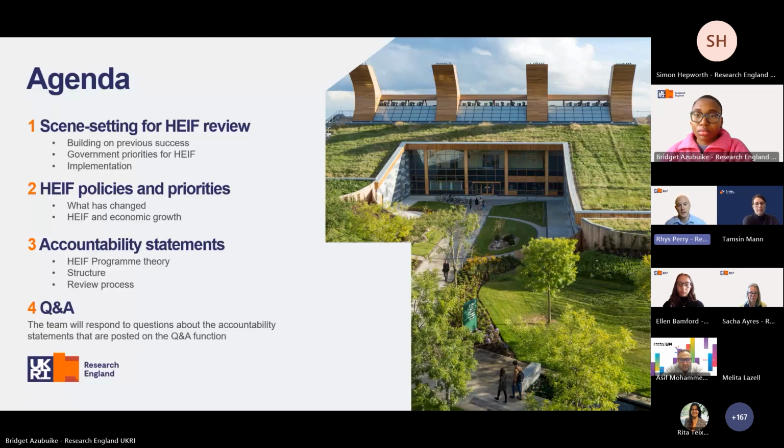But the main focus of the session will then be on running through changes to the policies and priorities, and the practical changes made to how we collect information through the accountability statements, the reasons behind this new structure, and presenting you with some worked examples. The key aim of today's session also, as mentioned, is to provide the opportunity for the team to respond to questions about the accountability statements.